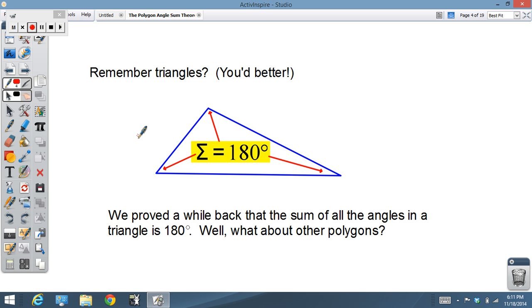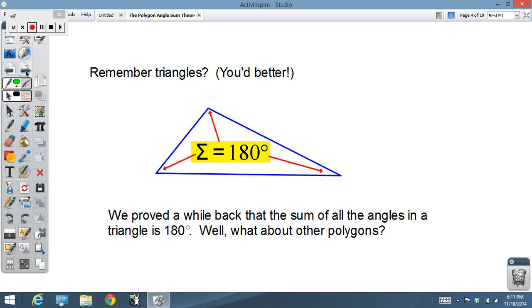All right, going back, our first kind of polygon that we learned a lot about, remember triangles. Well, you had better remember triangles. Specifically, remember about all three of those inside angles. We may not know exactly what they are in this picture, but we do know that no matter what, the angles of a triangle, all three of them have to add up to 180 degrees. The sum of the interior angles of a triangle have to add up to 180.